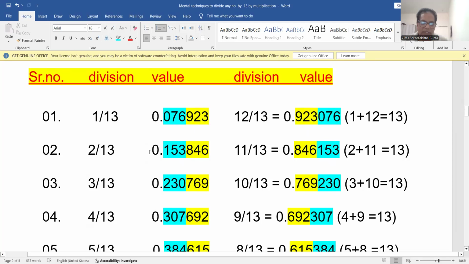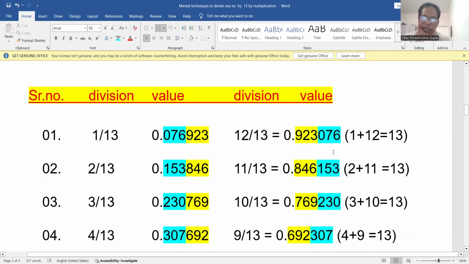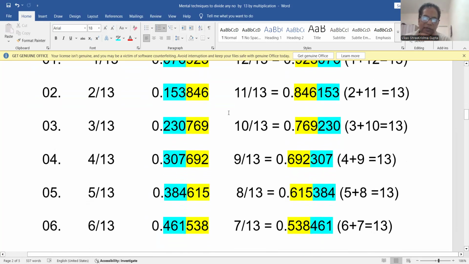In the same way, 11 by 13. 11 by 13 means 2 plus 11 is 13. It is the reverse of 2 by 13. So it will be 0.846153. And in the last, if I have to divide 12 by 13, either I can do it as per the previous method, or I simply reverse the answer of 1 by 13, because 1 plus 12 is 13. So I get the answer as 0.923076.